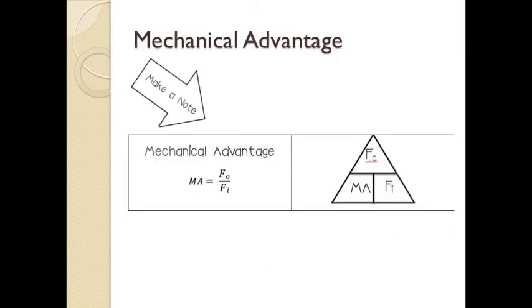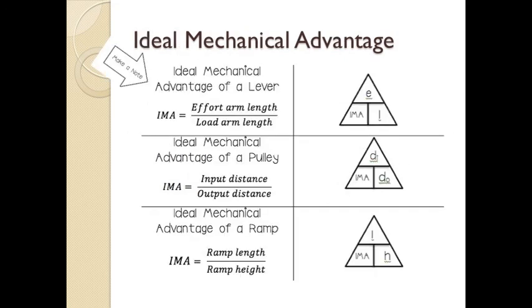To summarize, for mechanical advantage there are some equations you will need. This triangle shows how to calculate mechanical advantage. Make sure you take it down. These triangles show how to calculate the ideal mechanical advantage of a lever, a pulley, and a ramp. All of these equations are equations you will need, and all of these triangles will be given to you upon writing a test. Do take note of them and make sure you understand how they work.